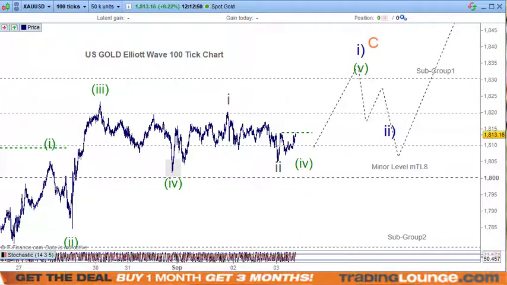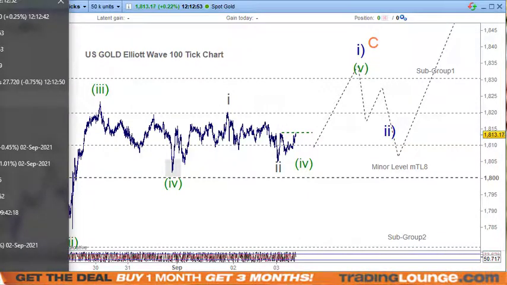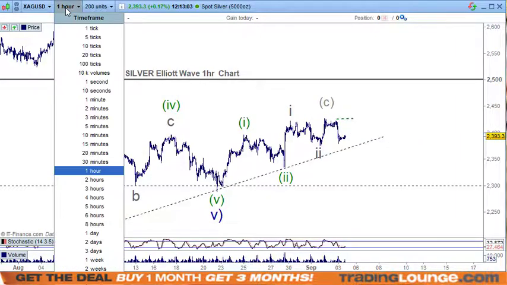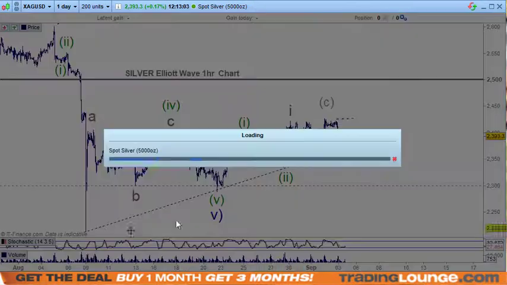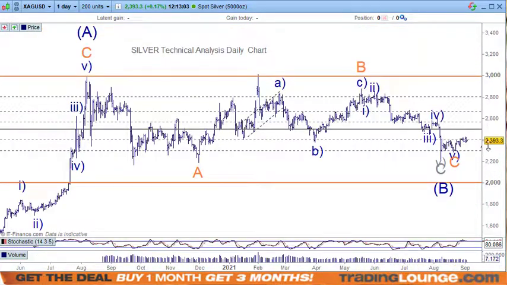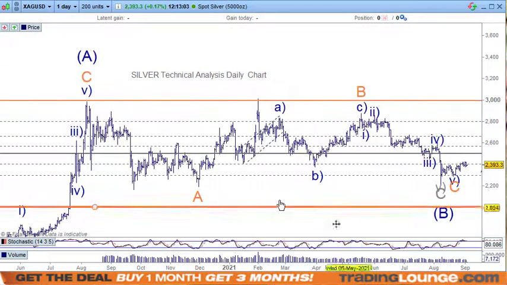I also want to have a quick look at silver as well. So where are we with silver? Here we go. So with silver here, we should go back to the daily chart just for folks that don't have the bigger picture here. So, bit of a large pattern.